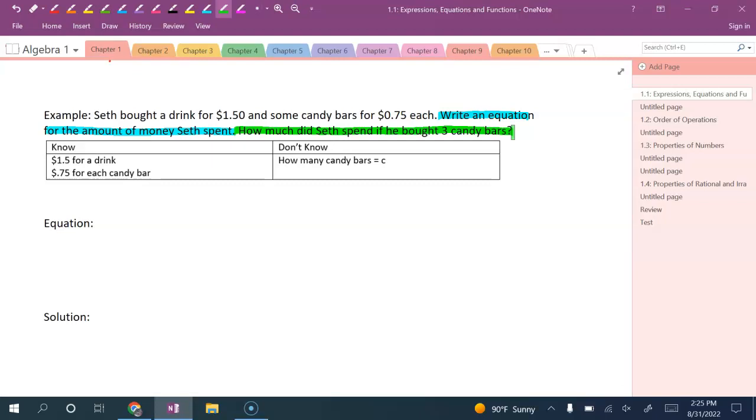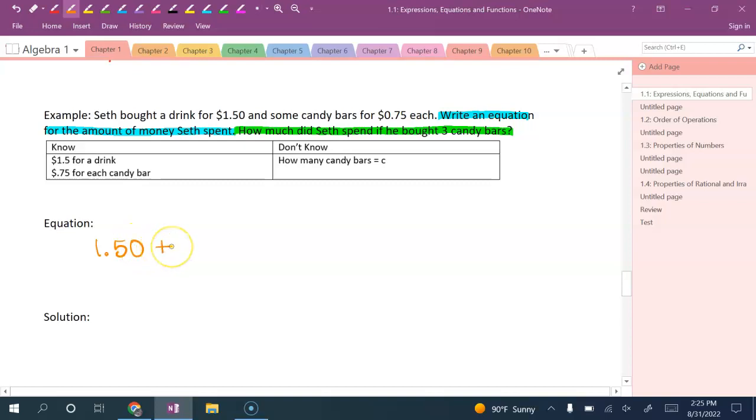Originally, if they hadn't told me how many candy bars he bought, I wouldn't know that information. And so that's why I put that in the don't know part. Now what I could do is write an equation to represent this situation. So I know that he spent $1.50 on a drink.